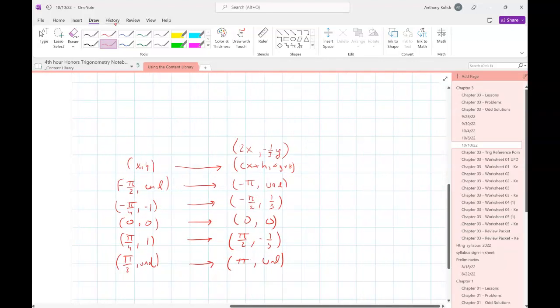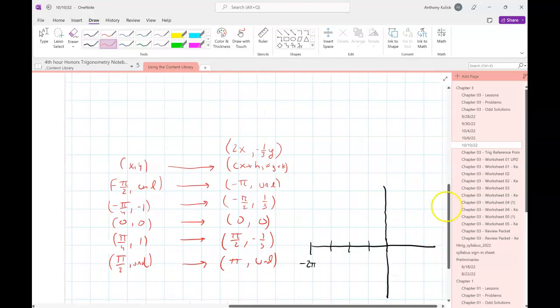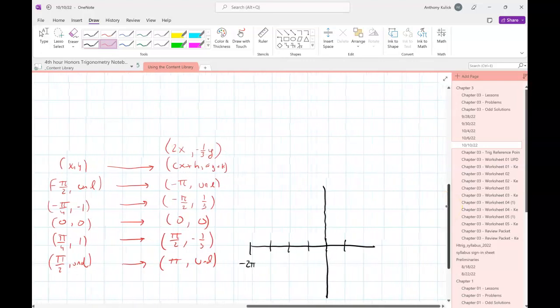So it looks like I'm going to be going up by halves, half a pi's. Seems like it would make the most sense. So I'll draw my xy axis. So negative 2 pi, negative 1.5 pi, negative pi, negative half pi, 0. So like the negative pi undefined, that's like the... Correct.